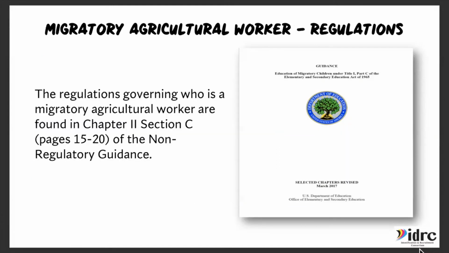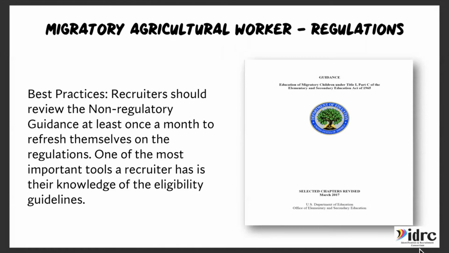The regulations governing who is a migratory agricultural worker are found in Chapter 2, Section C, or pages 15 through 20 of the non-regulatory guidance. Recruiters should always review the non-regulatory guidance at least once a month to refresh themselves on regulations. It's important that recruiters keep their knowledge sharp so they can be making proper eligibility determinations. Remember that one of the most important tools a recruiter has is their knowledge of the eligibility guidelines.